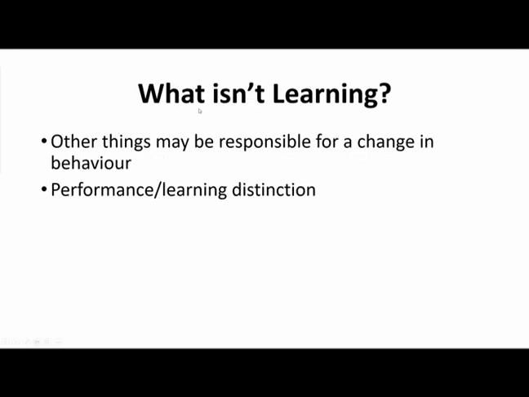And I guess we should talk about what isn't learning. So, like I said, there are other things that can be responsible for a change in behavior. So changes in bodily state, if you're hungry, if you're tired, if you're thirsty, if your hormones adjust, that can all cause changes in behavior that aren't associated with learning. We can also see a change in our environment. Maybe the ambient temperature has changed, or maybe the light levels have changed. And that can change our behavior, and it isn't necessarily linked to learning.